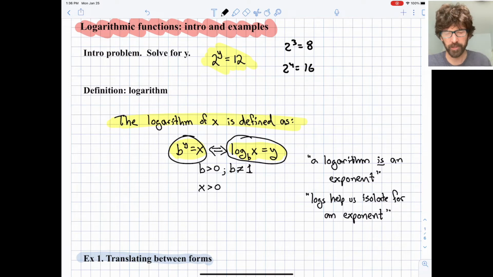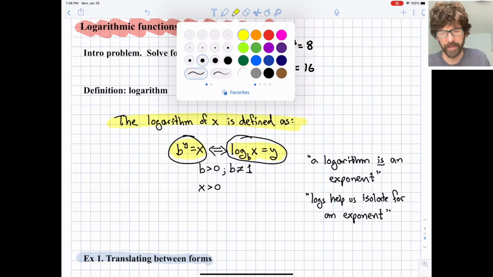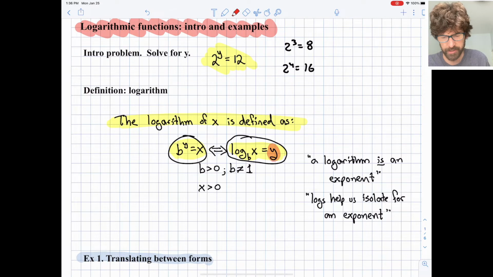Okay, and look at what that gets us. It gets us the exponent isolated. It gets the y by itself, the exponent by itself. Now, of course, we then have to figure out what it means to do log base b of x. How do we do that on a calculator, for example? But the fundamental step has been done where we've isolated for y already, and that's a huge step here.